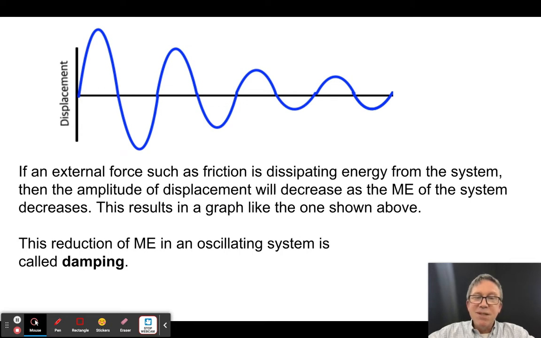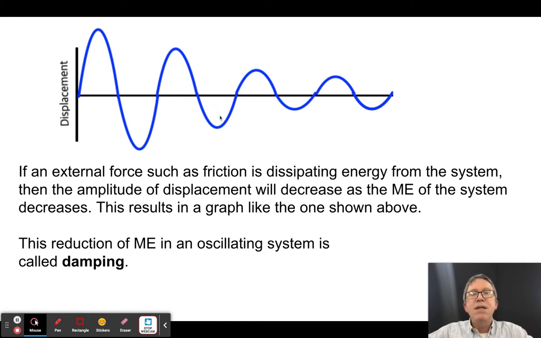But in real world systems, it doesn't go like that, right? All these things we've been looking at are ideal systems. We have an ideal spring that has no mass, it has no friction, and is on a frictionless surface. But in the real world, there's friction. In the real world, our systems lose energy over time. And when they do, I get a graph that looks something like this, where the displacement diminishes with each cycle. Now, we call this damping. So we say a damped system.